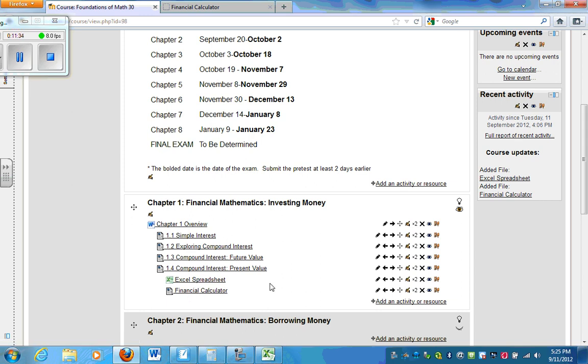So the question is, is this stuff going to be on the test? This stuff will definitely be on the pre-test where you can use computers, but this content where you use the spreadsheet and the financial calculator will not be on the test because you will not have access to a computer for the test. But there will be a couple of questions on the pre-test, so it is something that you still need to know how to do. Okay?